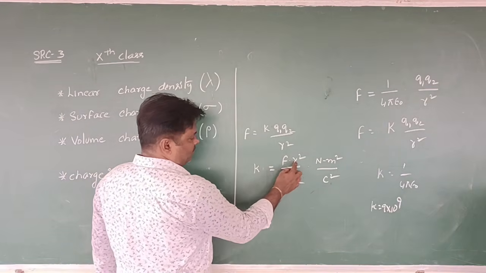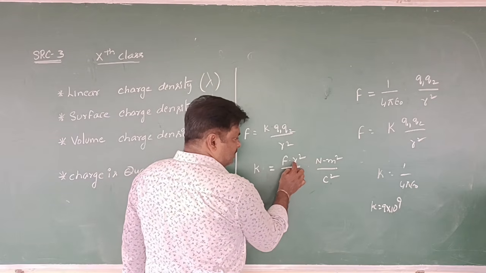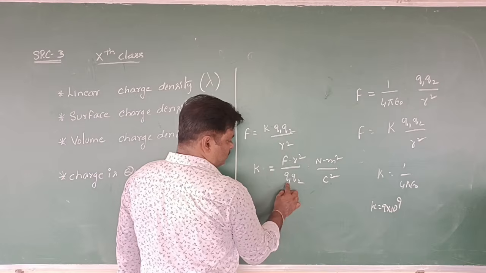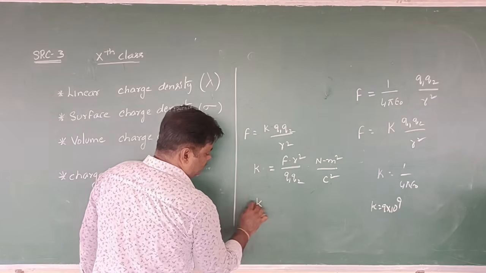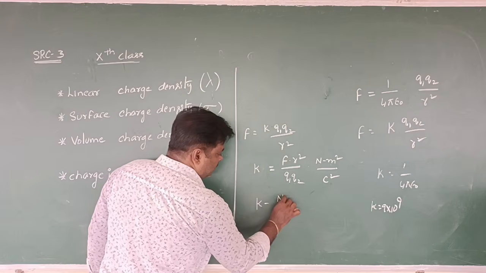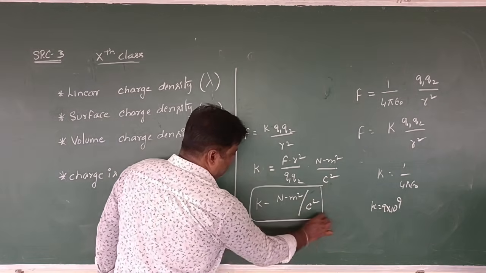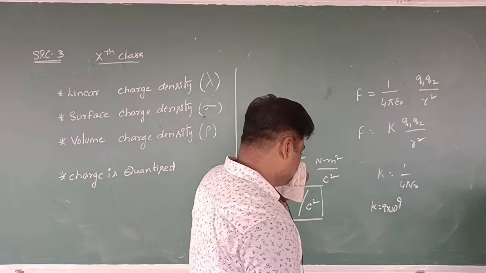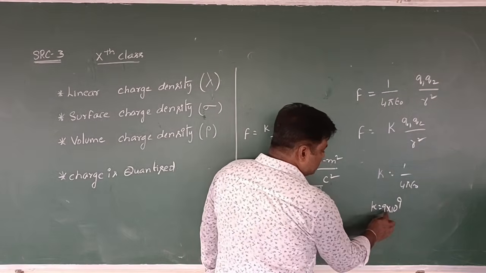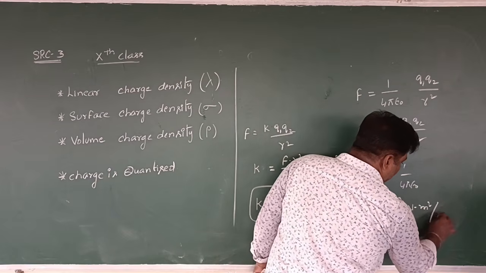Observe here, for force the unit is Newton. For distance r it is meters. For Q1 Q2 it is Coulomb into Coulomb, Coulomb square. So the unit of K is Newton meter square by Coulomb square. This is our unit for K. That I will write here. K is equal to, in free space, 9 into 10 to the power of 9 Newton meter square by Coulomb square.